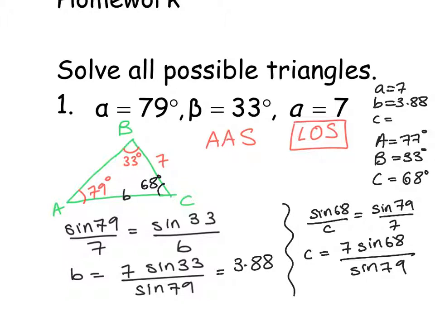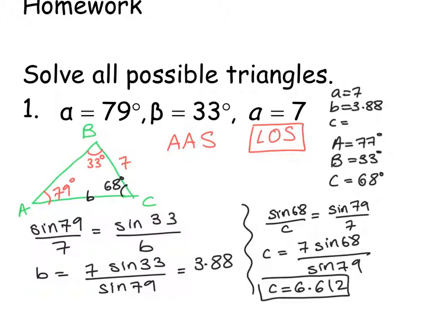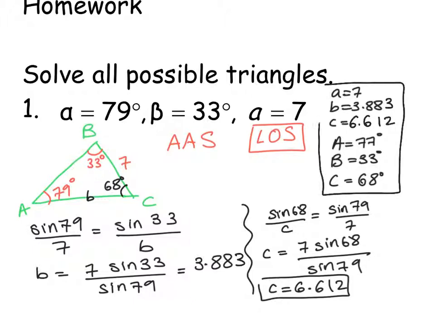Now put that in the calculator in one step. So alpha y equals, enter, 7 times sine 68 over sine 79. And that would give me 6.612. So these are all of the sides and all of the angles.